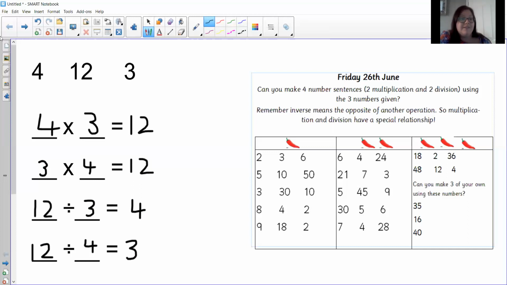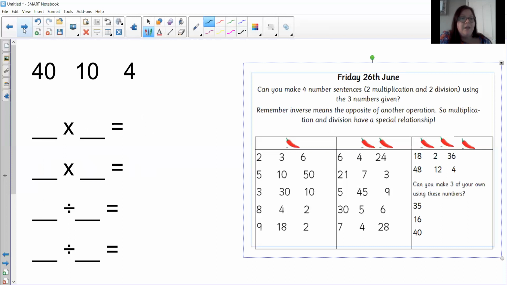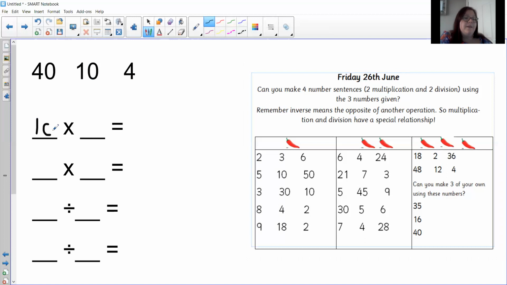So I'll show you another one. We have 40, 10 and 4. I know if I did 40 times 10, that's not going to equal 4, so it's not going to be that way round. But I can see 10 times 4 makes 40, so I'm going to use that to start with. 10 times 4 equals 40.